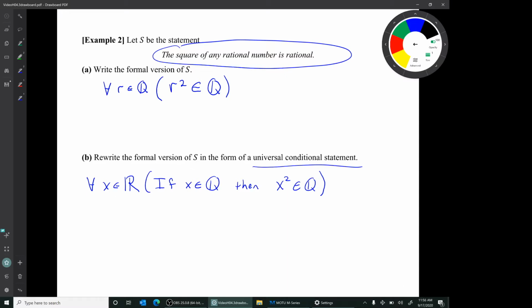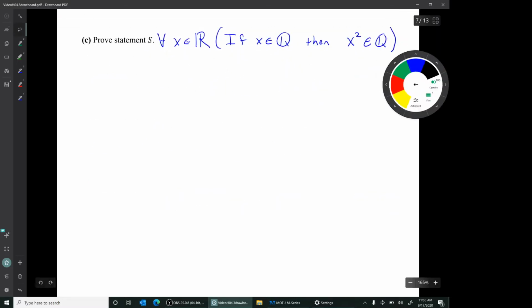Now in question C, we're going to prove statement S, so it's going to be useful to have a copy of this statement on the next page. So I'm going to copy this, put it on the next page, and when we scroll down, we'll find it there. So here we are in question C, and the job is to prove statement S. And we see we've got statement S here copied from the previous page.